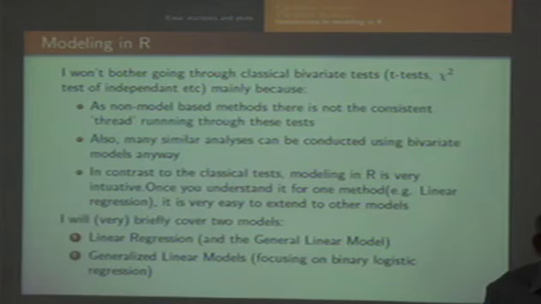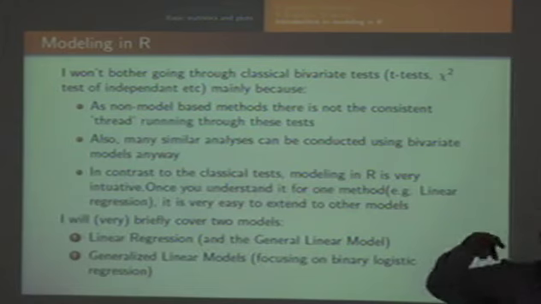As I mentioned before, the non-model based methods, t-test, chi-square, don't have a consistent thread running through them, so they look quite different. But with the models, we do have that thread, a unifying theory, running through. All of them have an outcome variable, all of them have predictors, so it's going to be y tilde predictors, x's. Okay, so they'll all have that form.